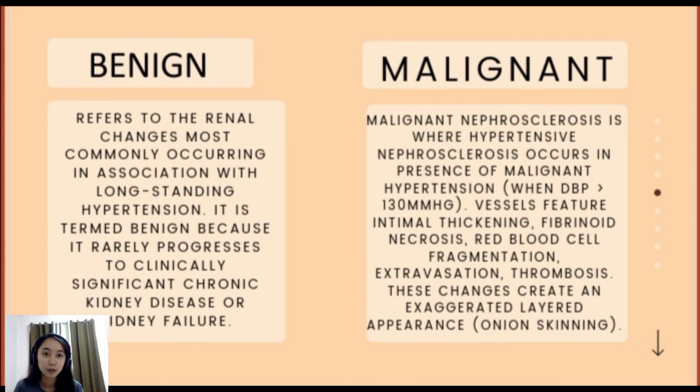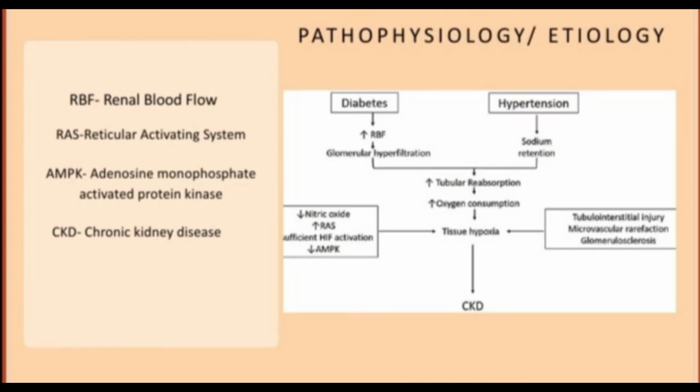Malignant nephrosclerosis, on the other hand, is where hypertensive nephrosclerosis occurs in the presence of malignant hypertension. Vessel features are intimal thickening, fibrinoid necrosis, red blood cell fragmentation, extravasation, and thrombosis. These changes create an exaggerated layered appearance, or onion skinning.